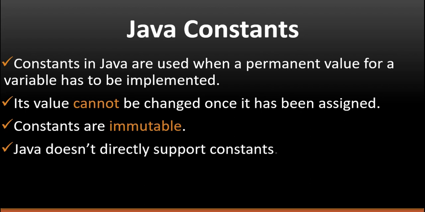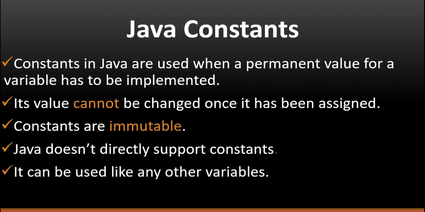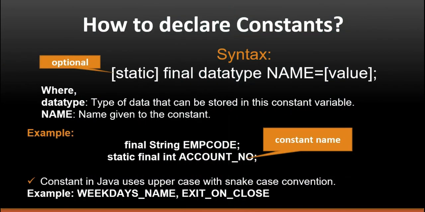Java does not directly support constants. So unlike other programming languages, here we don't have a const keyword. If you want to create a constant in Java, you have to use two special keywords known as static and final. Using that, you can create constants in Java. Java constants are used like other variables. The way you declare a primitive variable or user defined variable, same way you can declare and use constants in Java also.